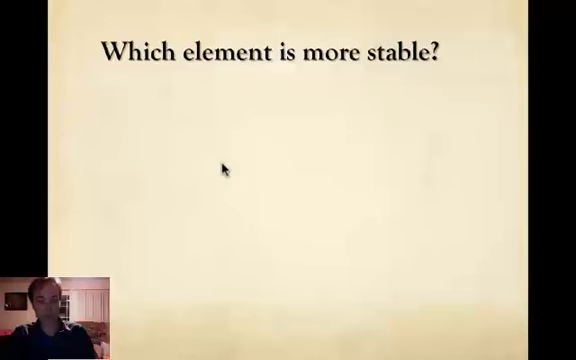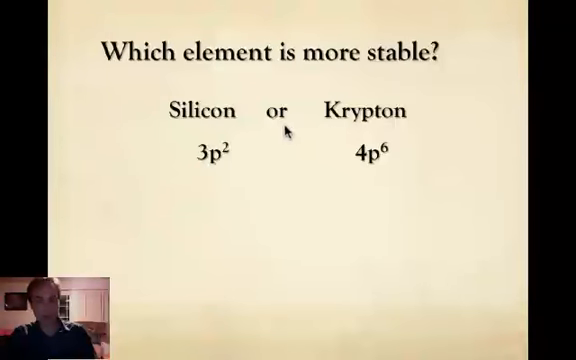Okay, so let's look at an example. Here we have silicon or krypton. Which one is more stable? Now I could write out their complete electron configurations, but we're really only caring about the final valence orbitals when we're talking about stability. So in this case, silicon, its last electrons fill the 3p sublevel.